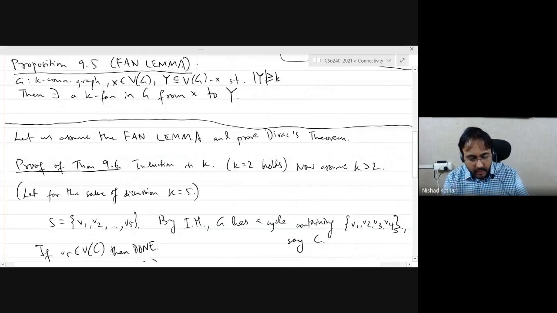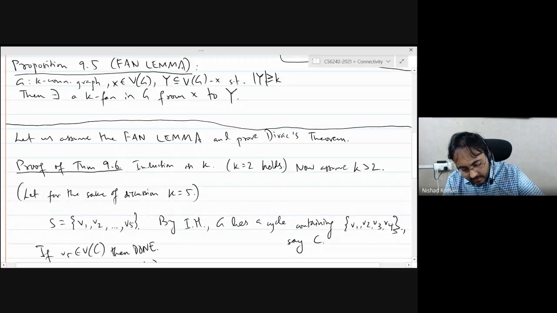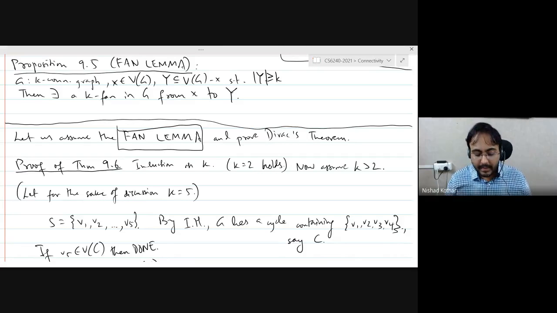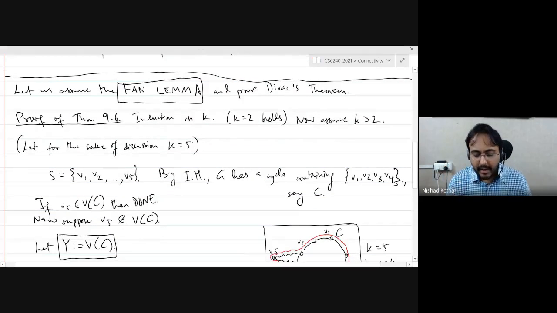Okay, so we assume the fan lemma. Well, let us not assume it, let us prove it. But again, I'm going to introduce a statement that we will need to prove. And in this case, you will prove it yourself. Okay, so we will assume another fact and then prove the fan lemma.